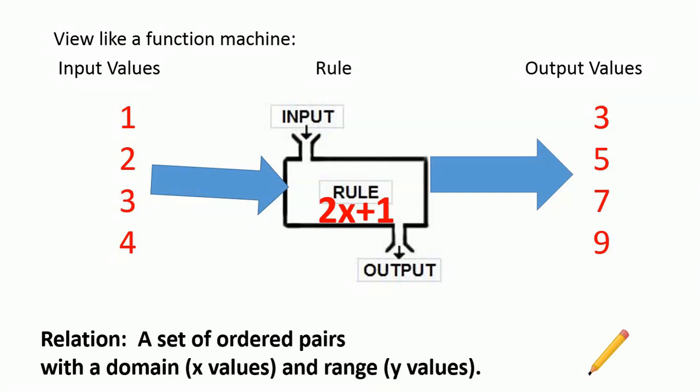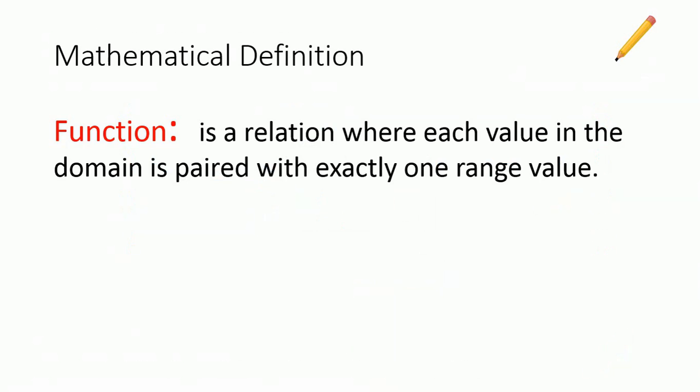This is what's known as a relation. A relation is a set of ordered pairs with domain x values and range being your y values. Now, there is a more specific form of relation known as a function. A function is a relation where each value in the domain, or each x value, is paired with exactly one range value, or y value. Each x value is paired with exactly one y value.